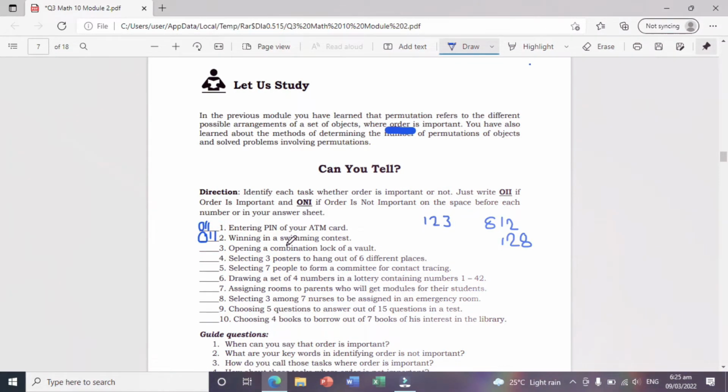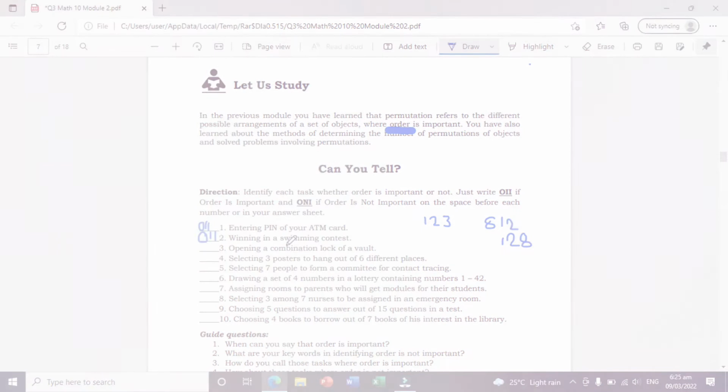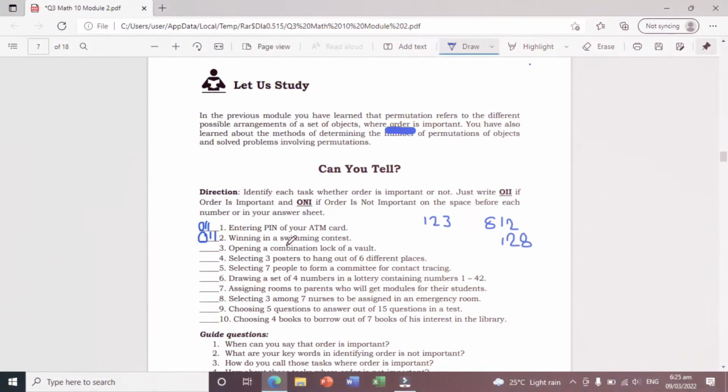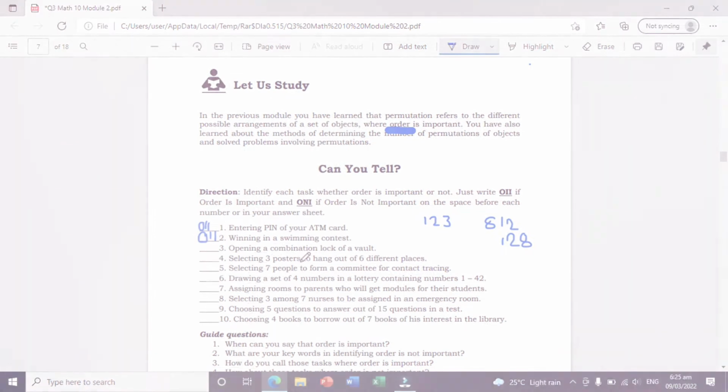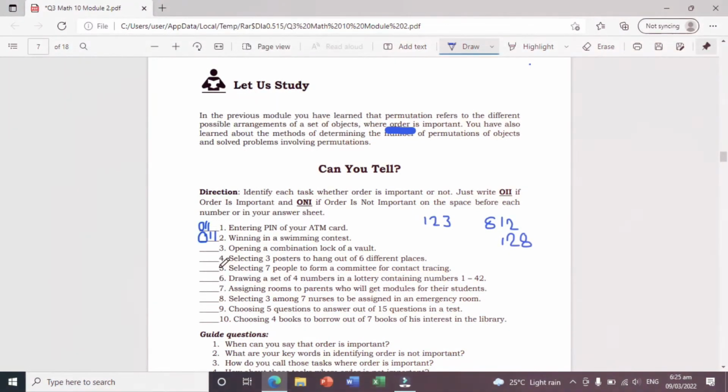How about opening a combination lock of a vault? Is order important? Kung may iba yung pagkalagay ng code sa combination lock, ma-open mo ba yung lock na yan sa vault? Siyempre hindi. So is order important? Very good. So OI.